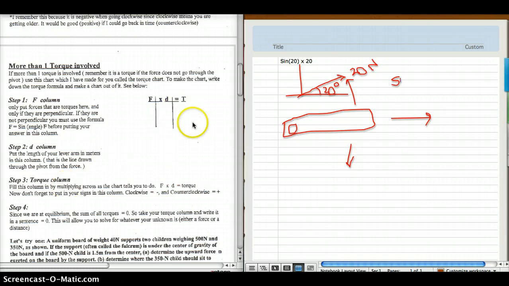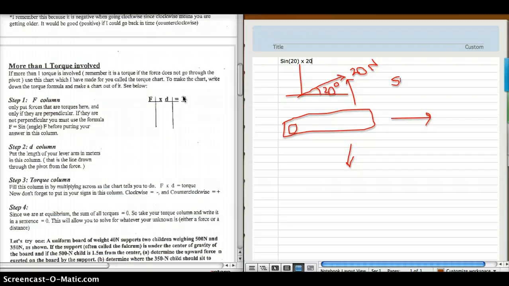Then your torque column, which is basically when you have your forces and your distances, you just multiply across, and you get your torque. So that's basically the easiest way to calculate your torque and be able to keep track of all of them.